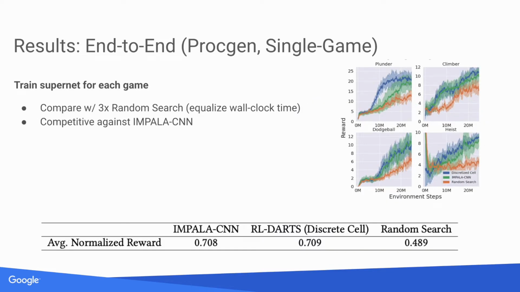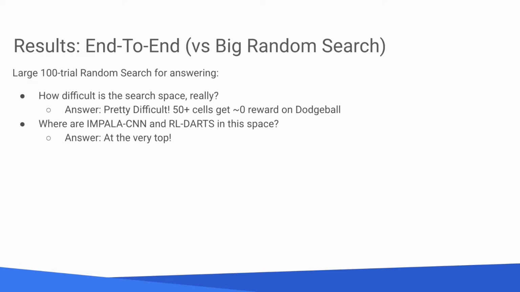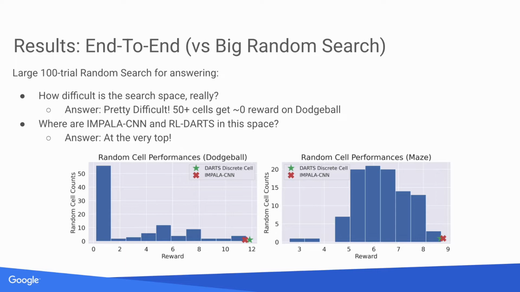Furthermore, in the PPO case using the classic search space, we find that we are also able to find competitive performance against the hand-designed baseline. One thing to note is that the random search significantly underperforms here when performing a fair comparison based on the total wall clock time. One natural question to be raised is how difficult the search space really is.